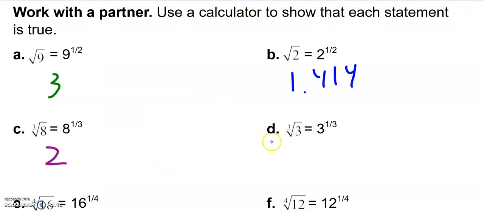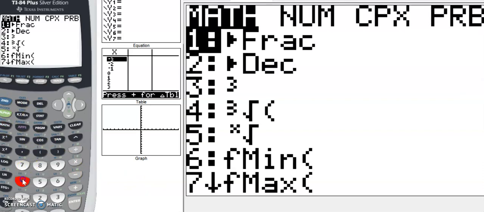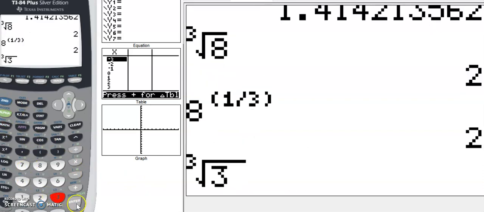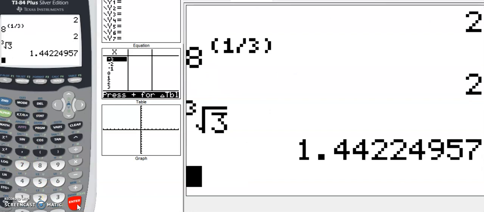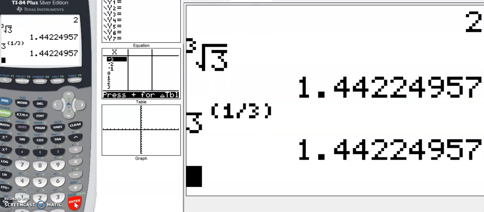For D, we're going to do the cube root of 3. So I'm going to do math, fourth choice down, 3, I get 1.442, and then I'm also going to do 3 to the 1/3, and I get 1.442.